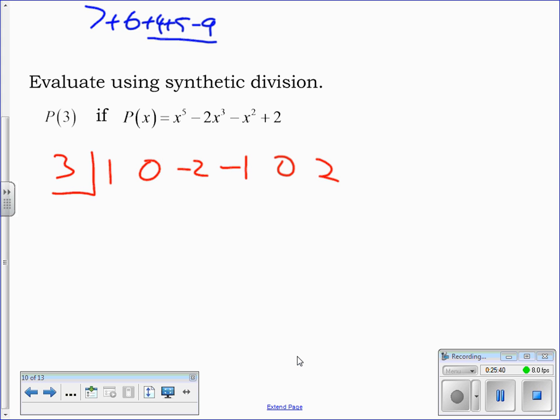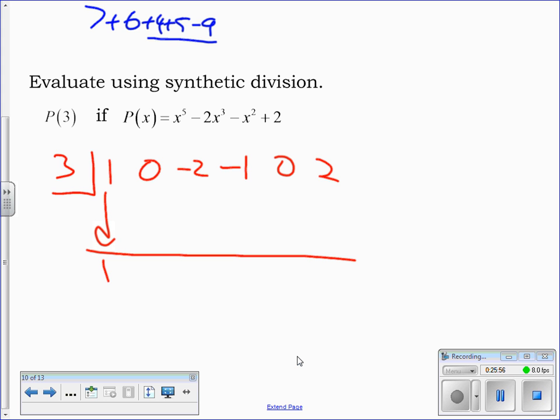The only thing that's the opposite is the beginning. Okay? Now, I do the process. The rest of the process is the same. Bring the first one down, multiply, add, multiply, add, multiply, add, multiply, add.